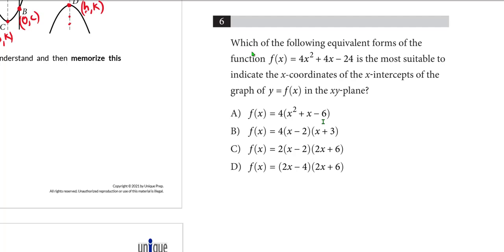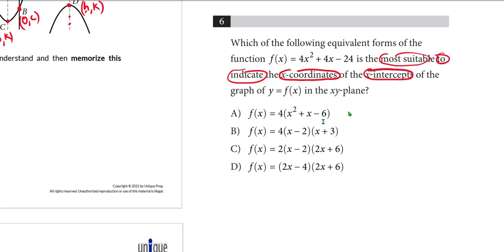Which of the following equivalent forms of the function f of x equals whatever is the most suitable to indicate the x coordinates of the x-intercepts of the graph of y equals f of x in the xy plane? So most suitable to indicate x coordinates of x-intercepts.